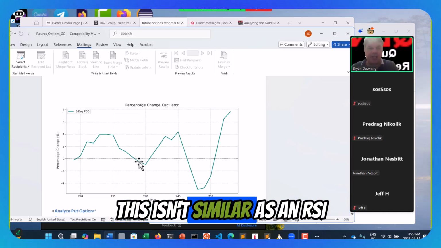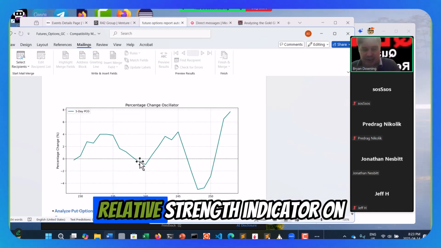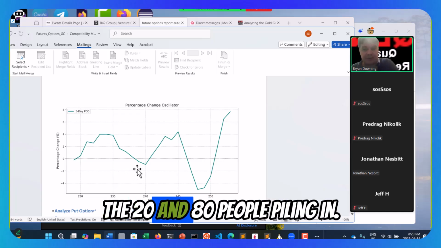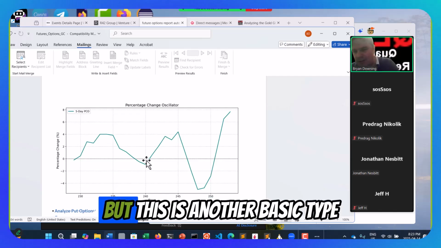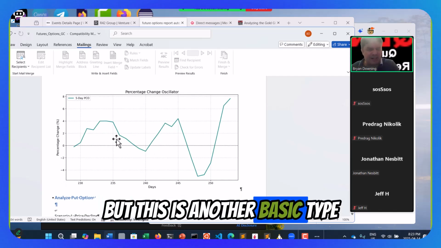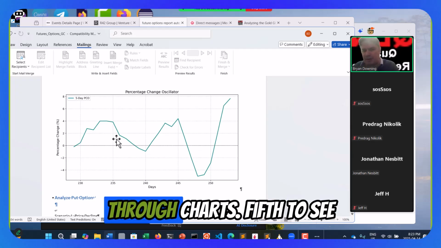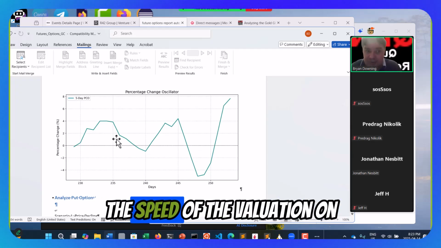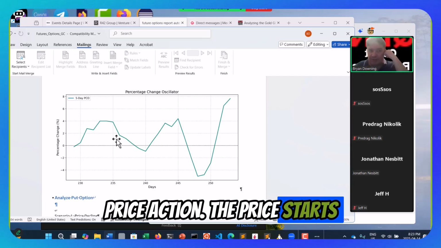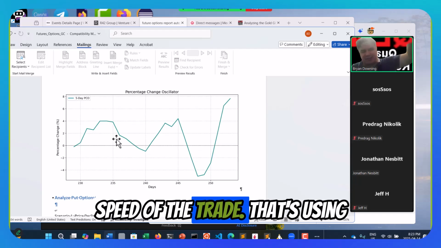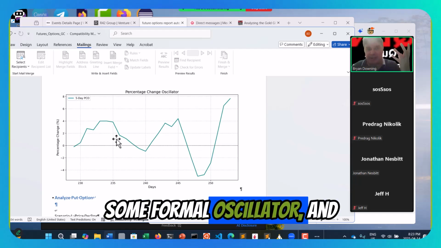So this is similar to an RSI, relative strength indicator, on the 20 and 80. People piling in, you want to get out when it hits 80. But this is another basic way to analyze the market through charts. You have to see the speed of the valuation on the price. When you look at price action, the price starts to spike really fast. That's the speed of the trade. That's using some form of oscillator.